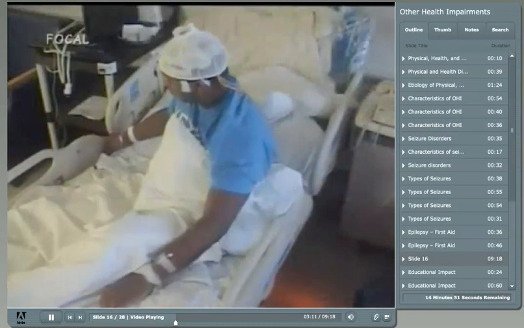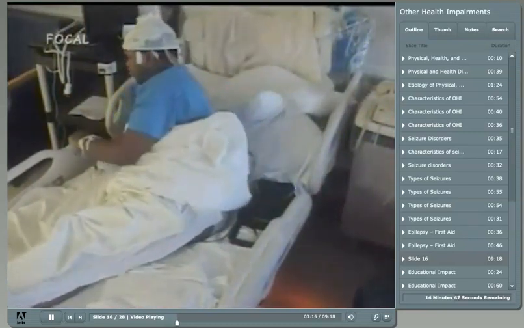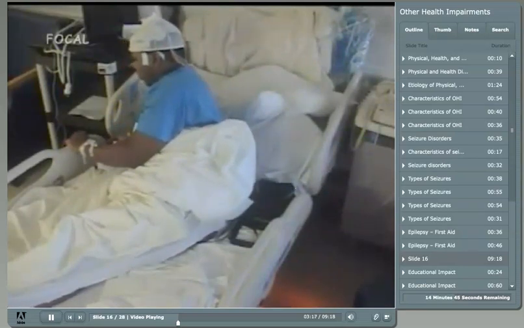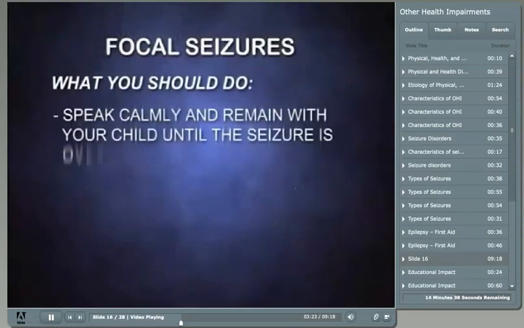Focal seizures can last a few minutes. There may be a time of confusion afterwards that can last much longer. Many children are sleepy and may not remember the event. What you should do: speak calmly and remain with your child until the seizure is over or help arrives.